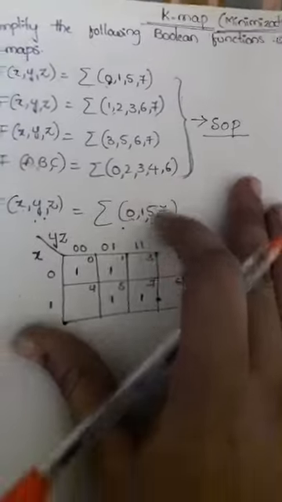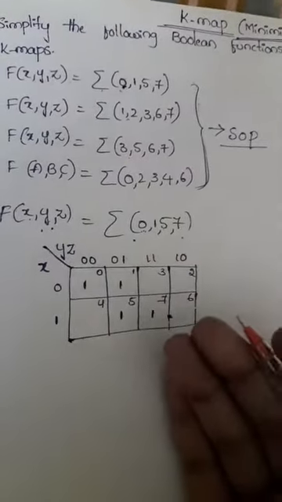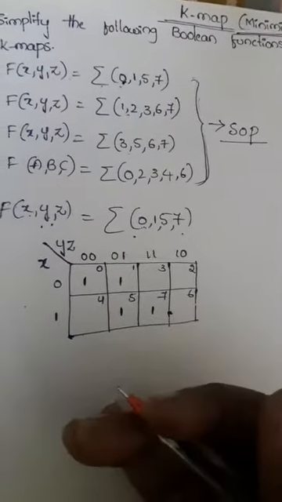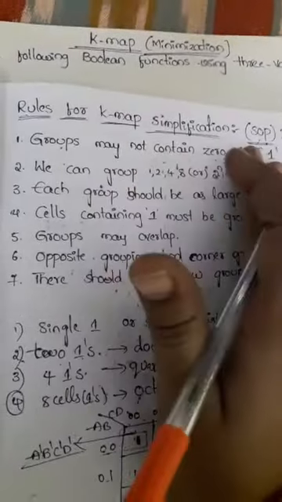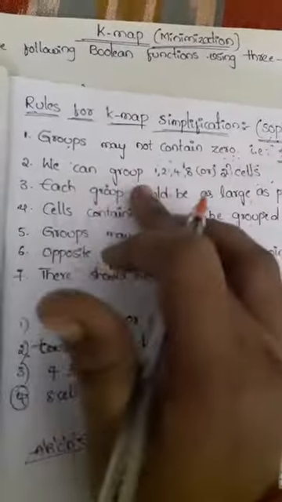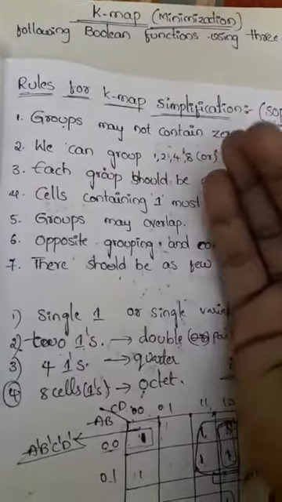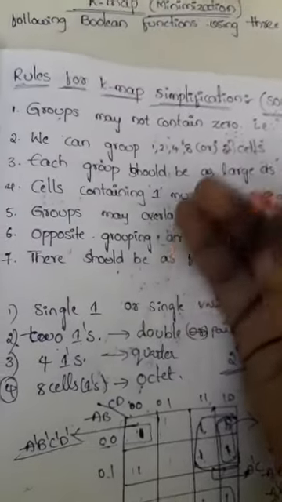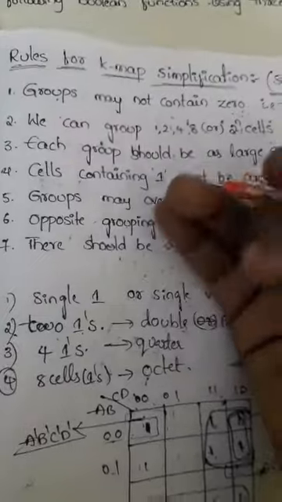So what is the next step after indicating the cell numbers, after indicating them in the K-map? The next step is grouping the cells, right? After entering the cells in the K-map, the next step is to group the cells. We can group the cells as doubles, or quarters, or octets, or singles. That means we group the cells after identifying them.